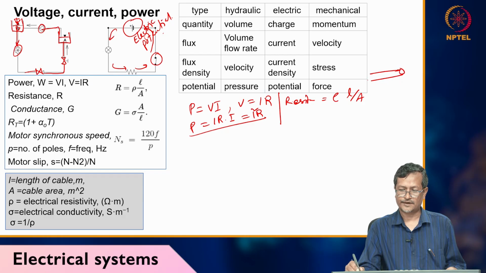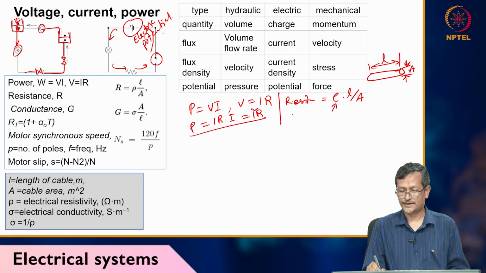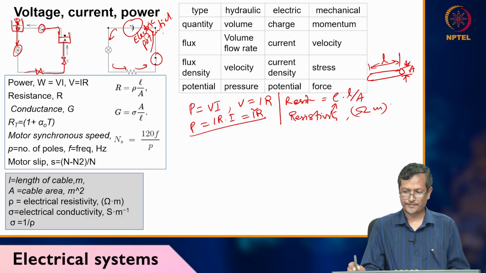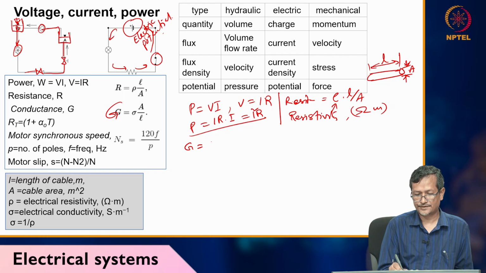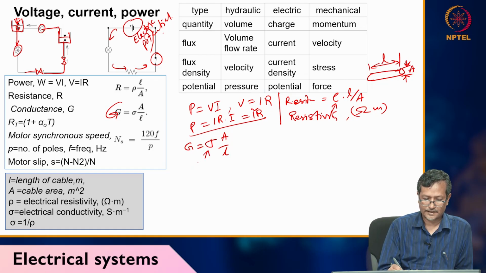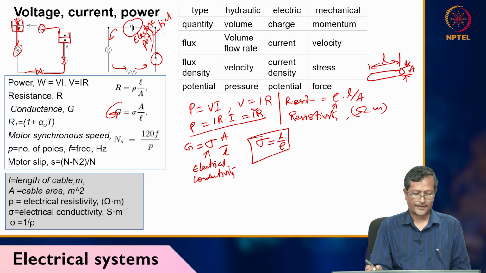L means conductor length, or wire length. Small l is given there, and A is the cross sectional area of this conductor. And rho is your electric resistivity. Unit will be ohm meter. Now, conductance G is formulated as sigma A divided by L, just opposite of rho. So sigma is electrical conductivity. A and L I already defined. So, sigma will be 1 by rho. L is the length of the cable.